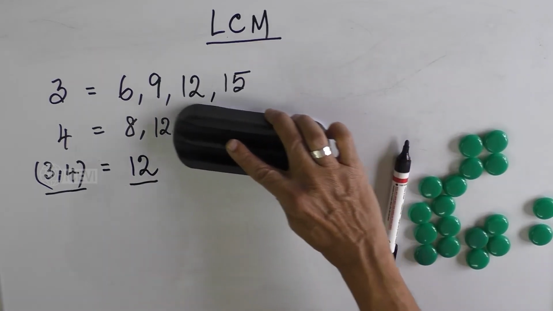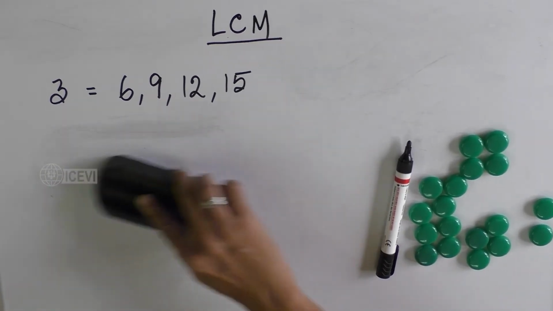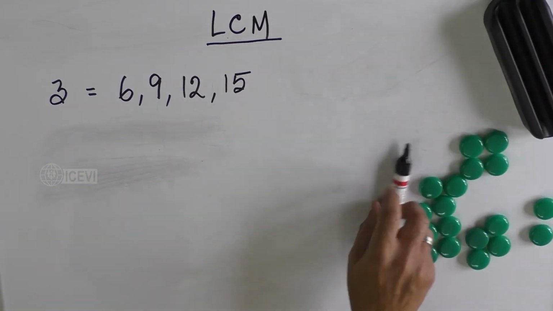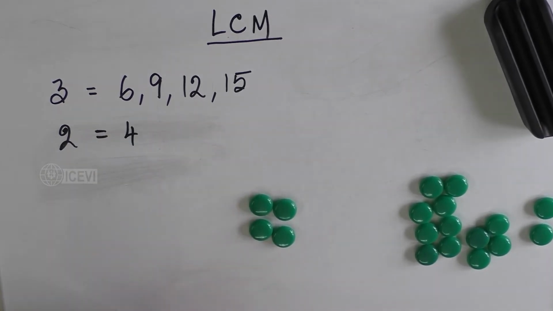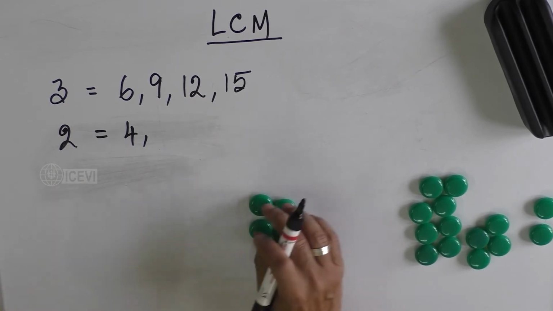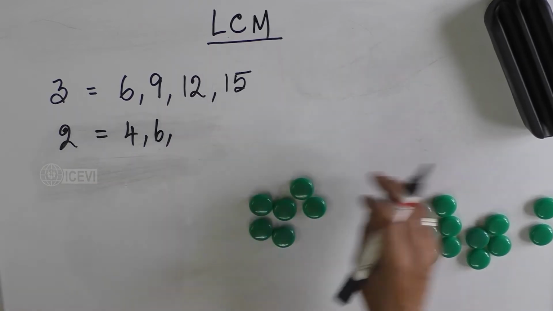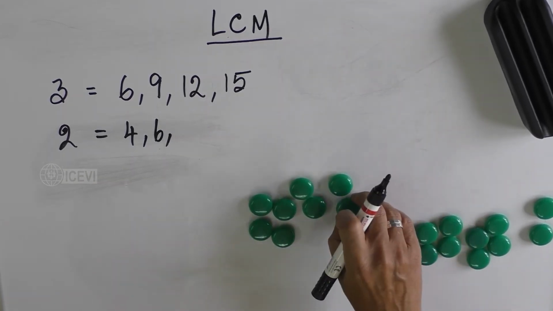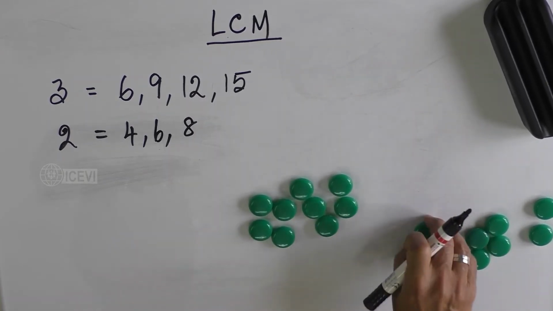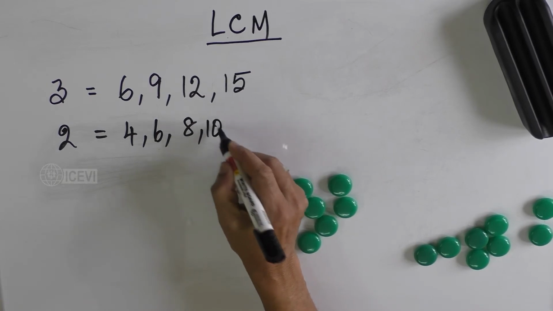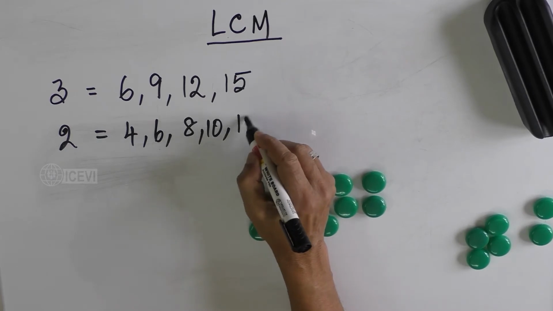So let us take another example. So let us keep 3 and then now let us take 2. Take 2. What are the multiples of 2? 4 is a multiple. And then 5 is not a multiple. 6 is a multiple. Now 7 is not a multiple. 8 is a multiple. Right. What about 10? 10 is a multiple. Right. What about 11? 11 is not a multiple. 12 is a multiple. Okay.